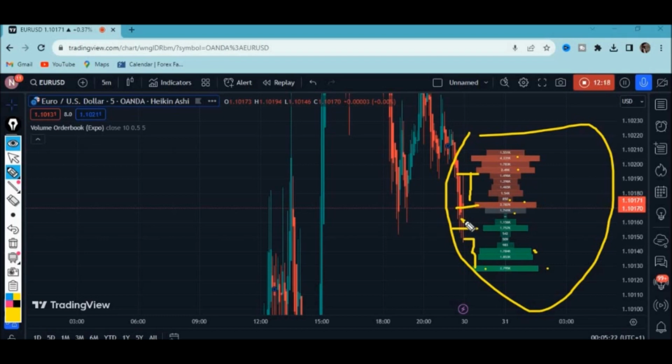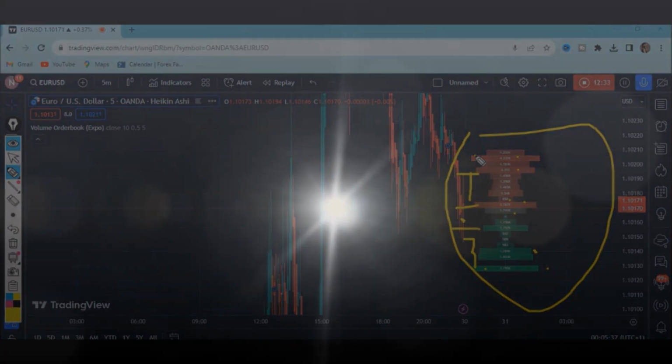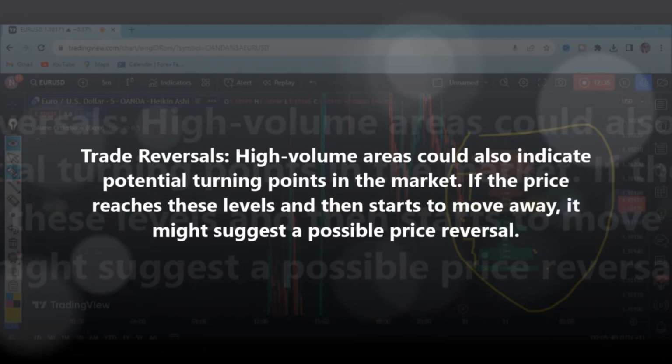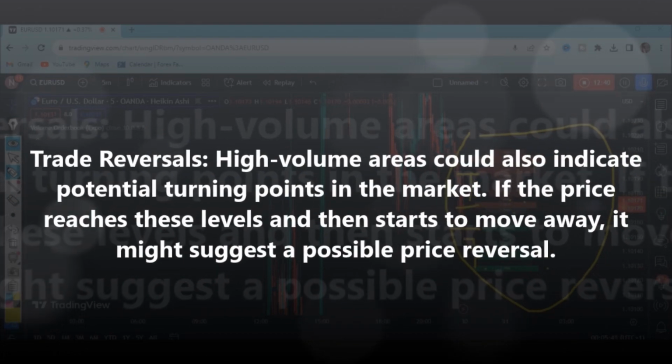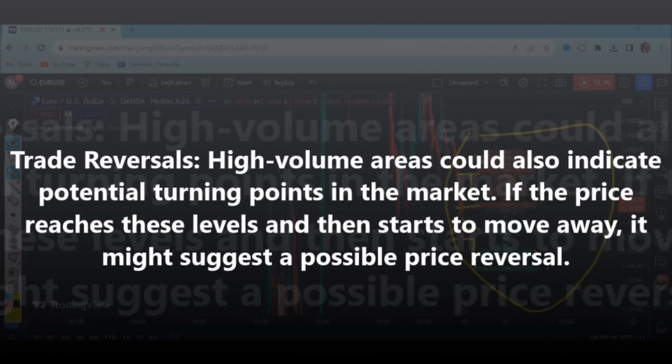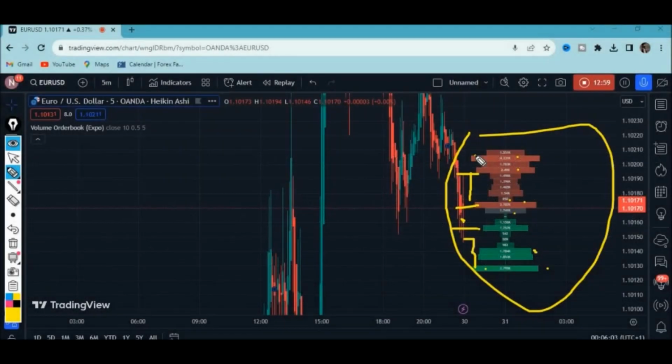But when a breakout happens, you will see the market closing below, like for instance this level over here, or rather closing above that level over there. And as well, this volume order book can really help us know the trade reversals, and this is so evident when high volume areas indicate potential turning points in the market. If the price reaches these levels and then starts to move away, it might suggest a possible price reversal.